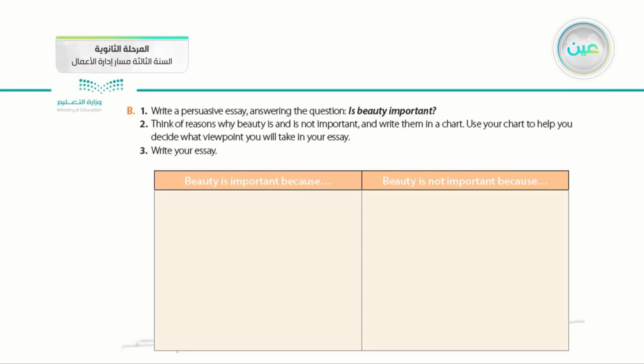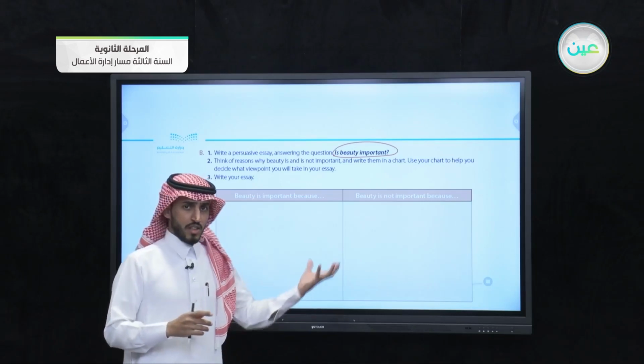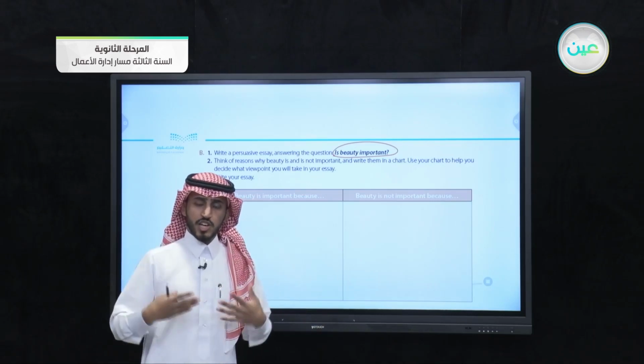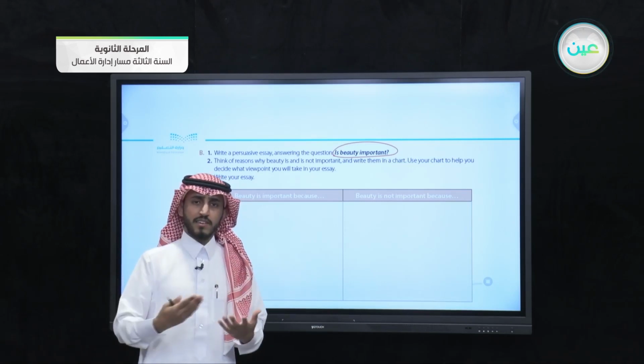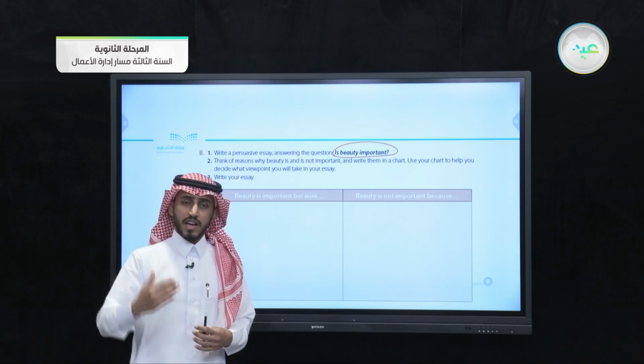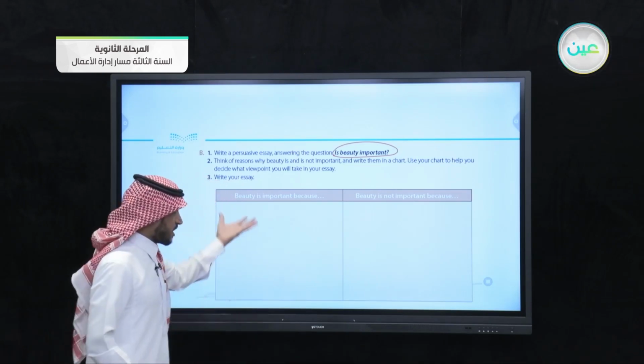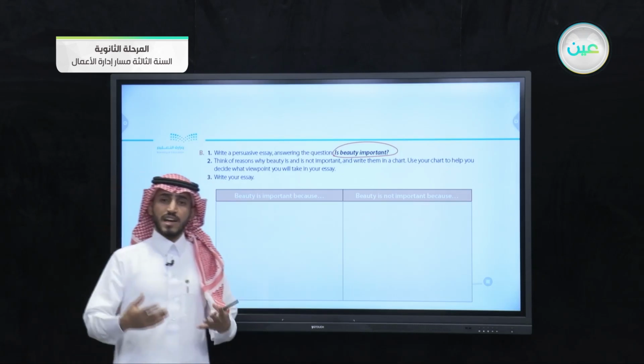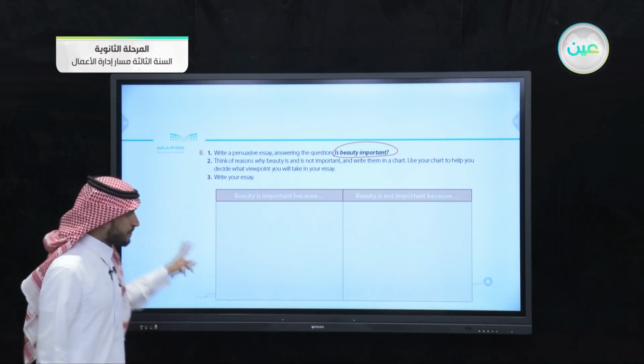After that, we move to this page where we have a chart. In this chart, we have 2 columns. On the right side, beauty is important because, and on the left side, beauty is not important because. You were asked to pick a stance regarding this question. Is beauty important? You decide if it's important or not. Then you go ahead, research, think, reflect upon this question, then write your own ideas here or there if you want, and after that start writing your own persuasive essay.